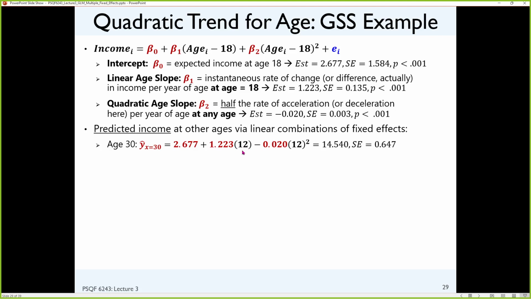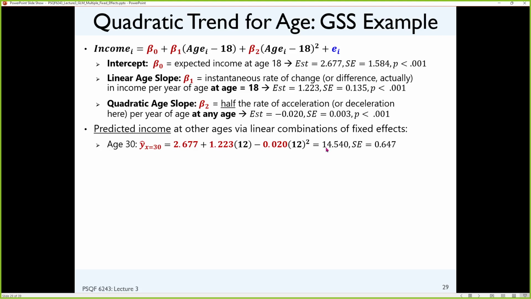So why is it 12 and not 30? Because it starts at 18. Yeah, it starts at 18. So 18 is 0 at this point. So it's 12 because 30 is 12 more than 18. And then 12 squared goes in here for the same reason.